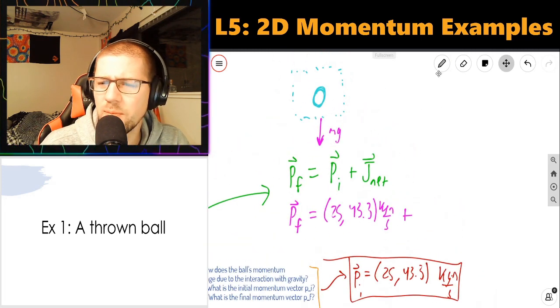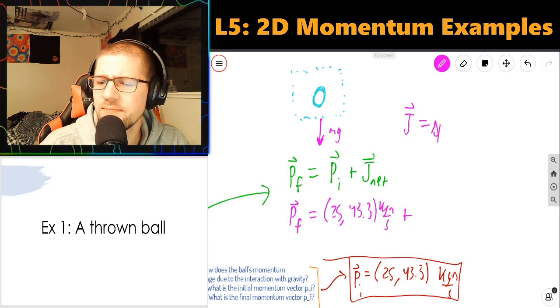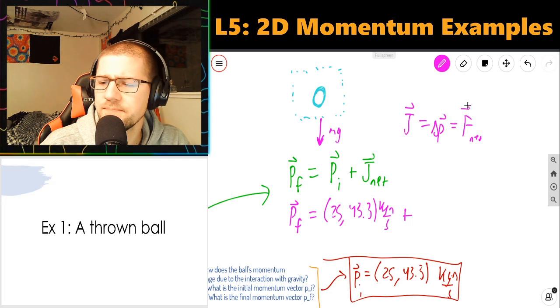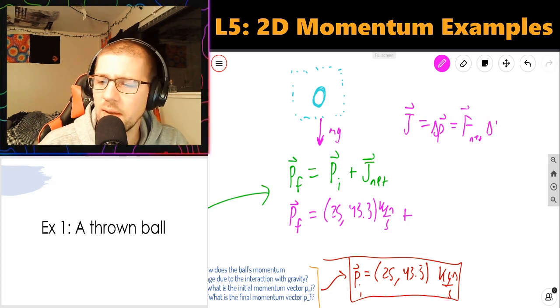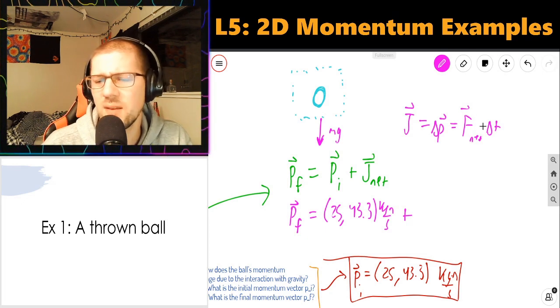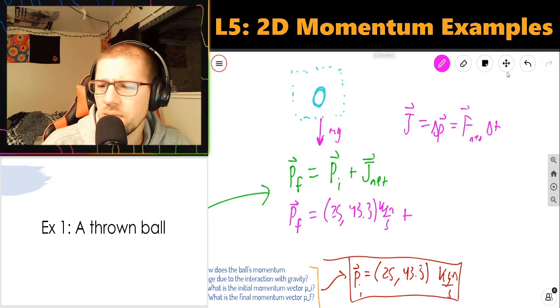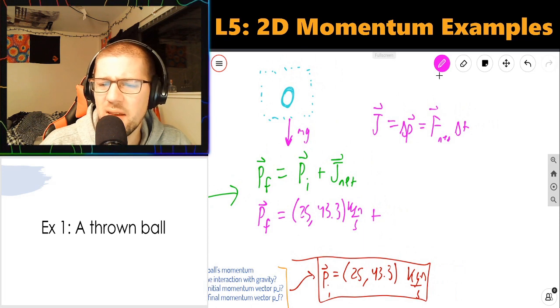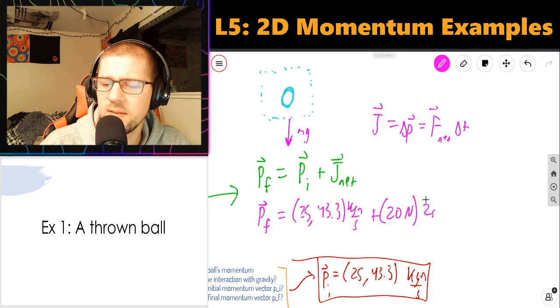So what's my change in momentum? Well, the change in momentum, J, is just F net times delta T. So the longer my force acts, the greater the change in momentum. So in the problem statement I just gave, the net force due to gravity on this ball is going to be 20 newtons, and the delta T is just going to be 2 seconds.